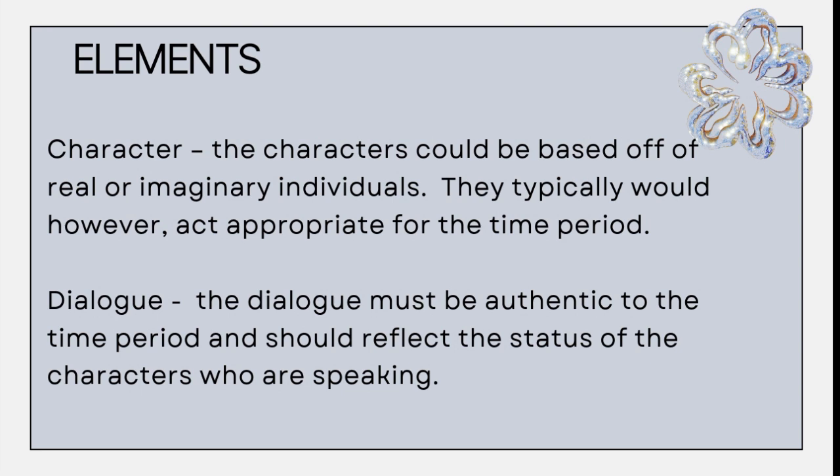The second element is dialogue. The dialogue must be authentic to the time period and should reflect the status of the characters who are speaking. In dialogue, the writer should introduce some vocabulary and general grammatical structure from the time period, but they should stick primarily with words and phrases the reader is familiar with.